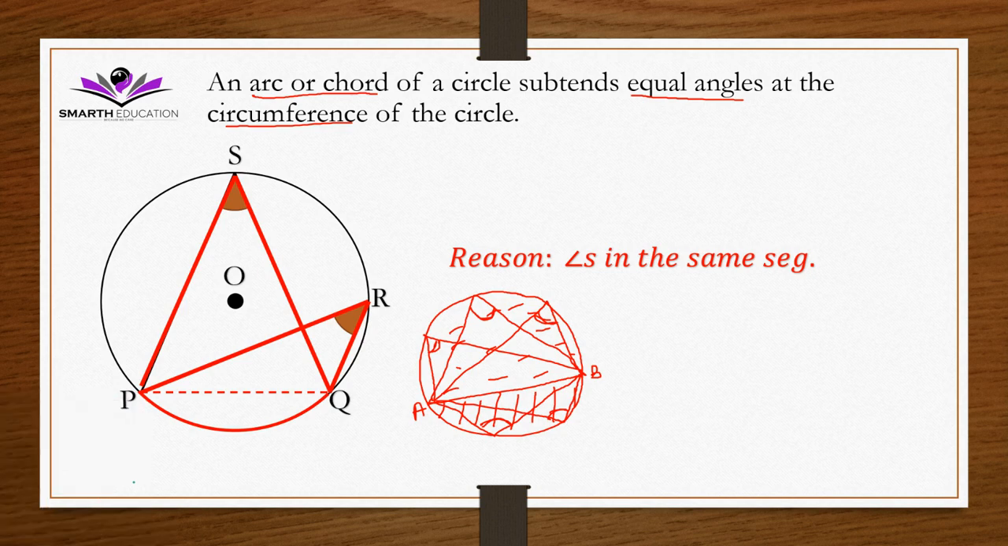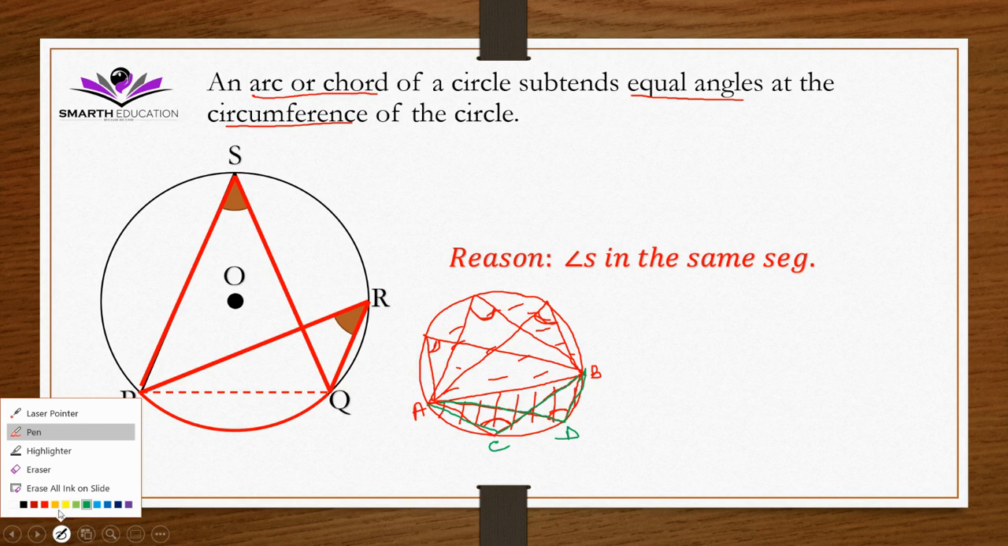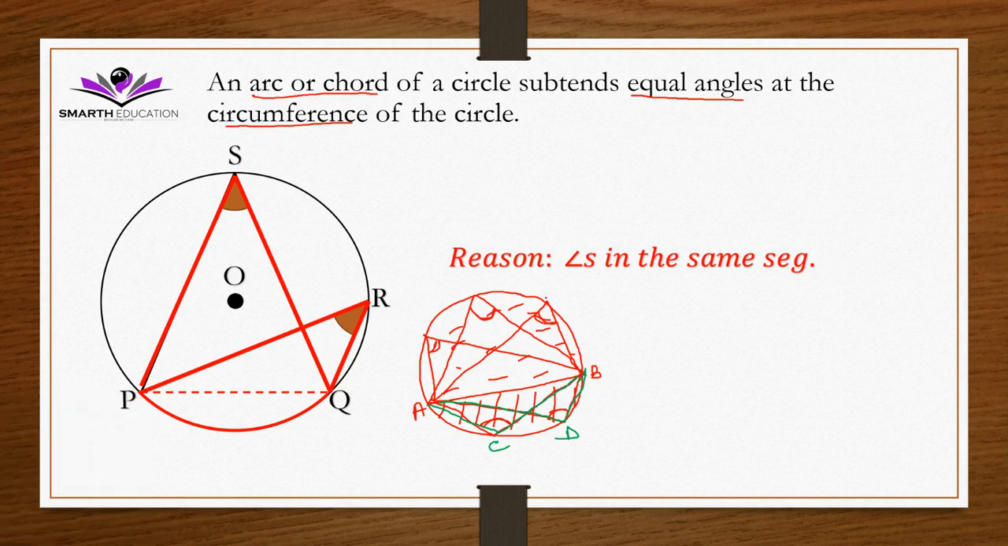Let me just divide them using the color. Let me name them so that you don't get confused. So this angle, let's call it C and D, will be equal because they are angles in the same segment. And then E, F, G are equal because they are also in the same segment. You see that? Okay, right.